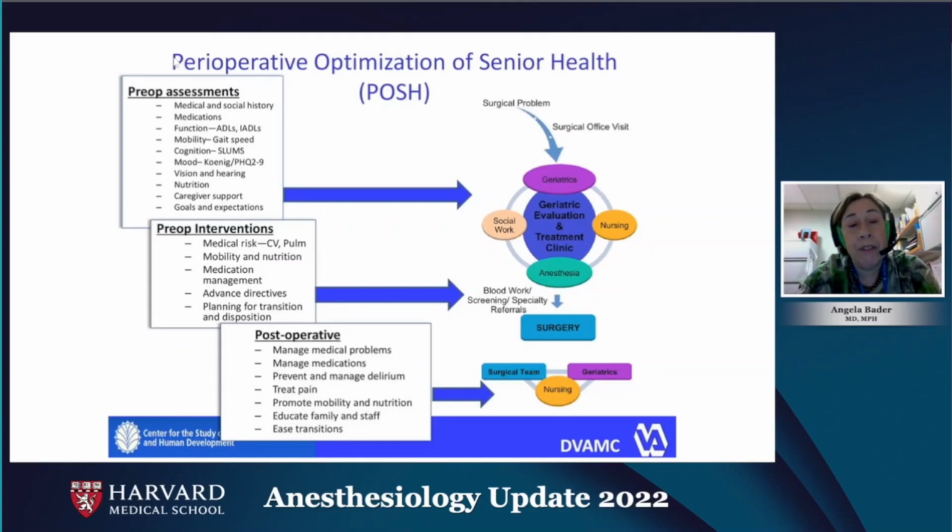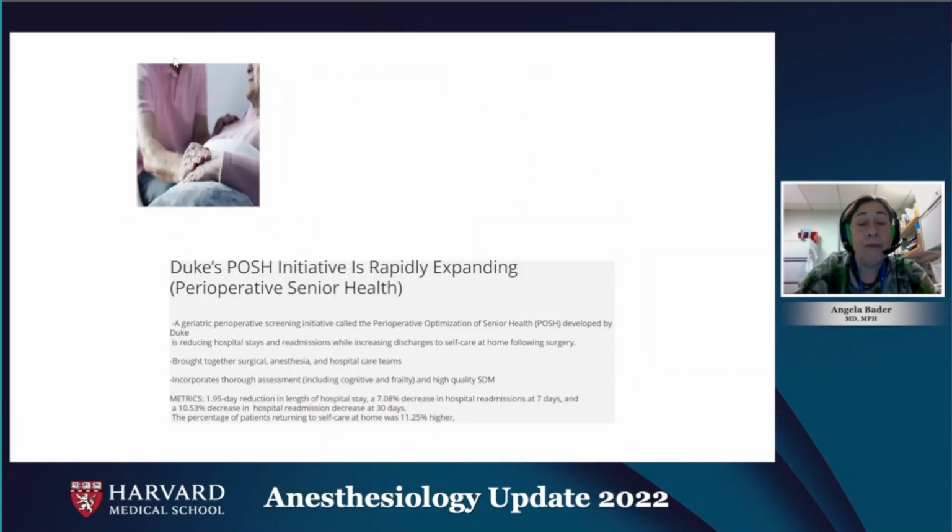I'm not going to go into details here. Obviously, it's a complex pathway, but this information is available. And if you're interested in thinking about developing similar geriatric pathways, this information is available in published manuscripts. Duke also uses this for marketing. Its POSH initiative is rapidly expanding, and they have shown significant positive outcome metrics.